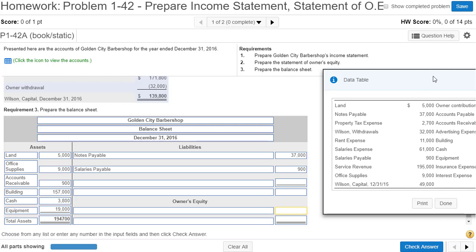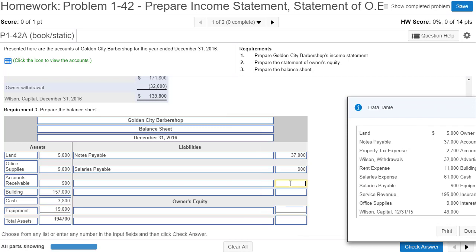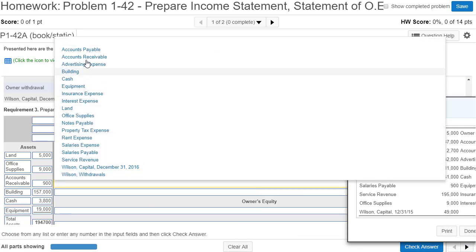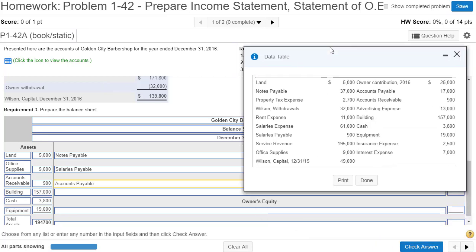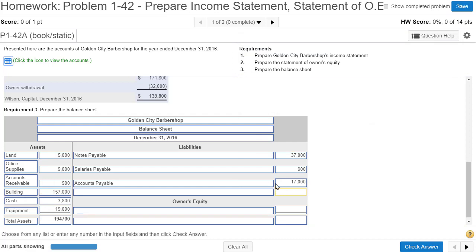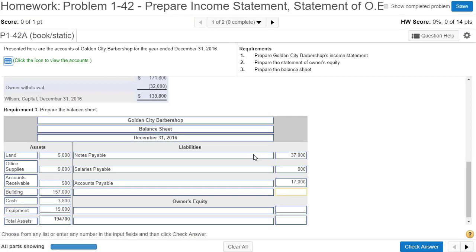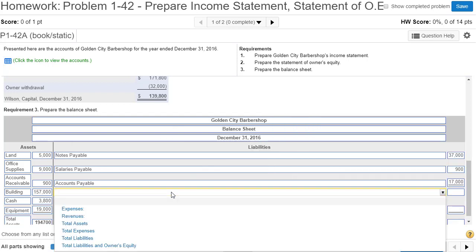So let's look for other payables. Probably have accounts payable. There you go, accounts payable, $17,000. Copy, paste, accounts payable. Okay, so let me close this box. Now notice they've got this horizontal line here. So that means we're doing some mathematical operation. So we have a whole bunch of liabilities, because remember, all liabilities for our purposes have the word payable in them. Don't try to put expenses here because expenses go on the income statement. So now we need to total up these to get total liabilities.